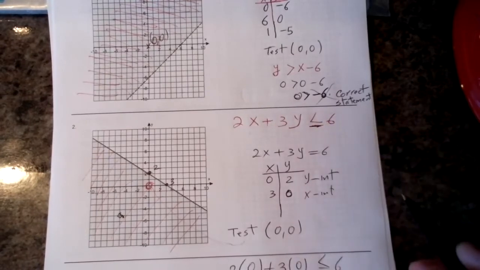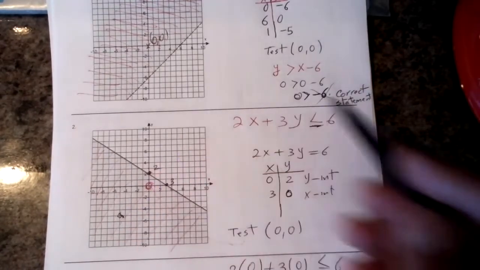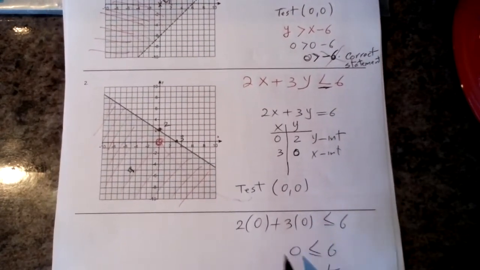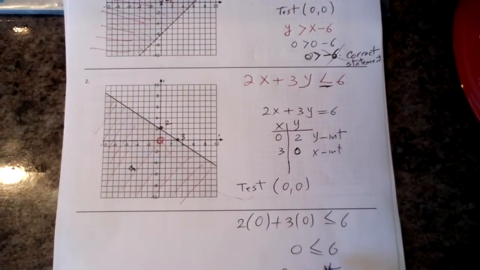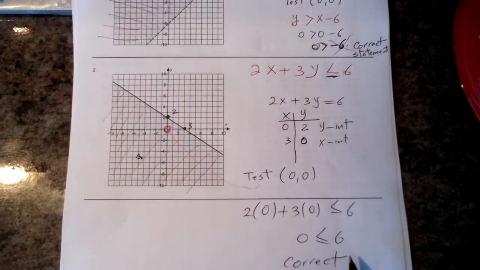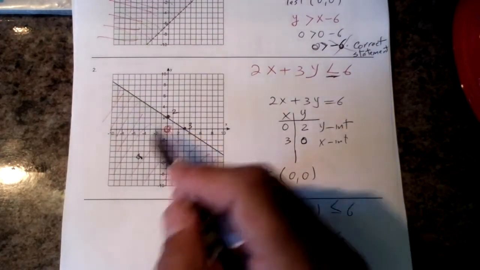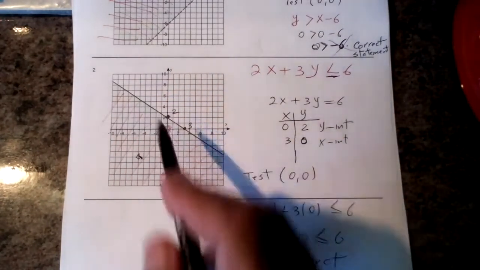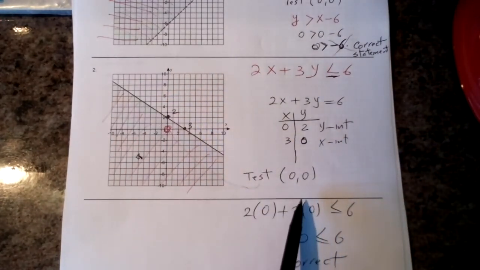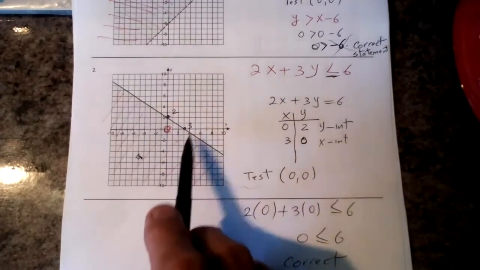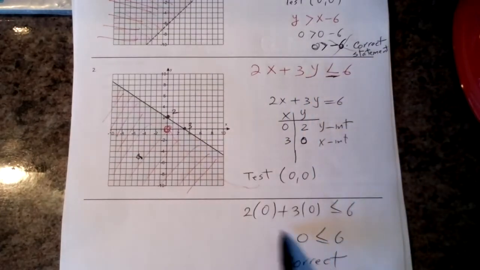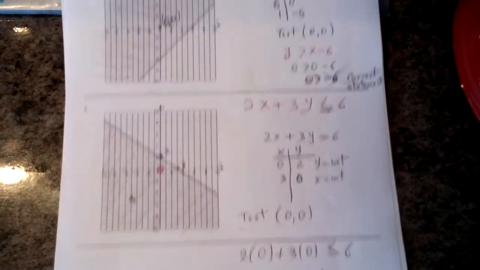Now, to see if you should shade below or above, just test the point 0, 0. When you take that point and plug in, 0 is less than 6. That's true. Then you shade below the line. You shade the area where the test works. So it means any point I select here, I plug into the inequality, is going to satisfy the inequality.